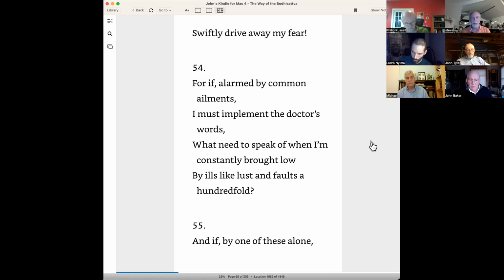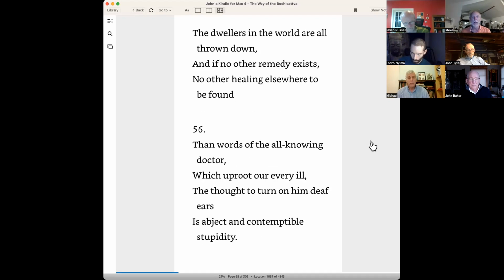And if by one of these alone, the dwellers in the world are all thrown down, and if no other remedy exists, no other dealing elsewhere to be found, then words of the all-knowing doctor, which uproot our every ill, the thought to turn on him deaf ears is abject and contemptible stupidity.